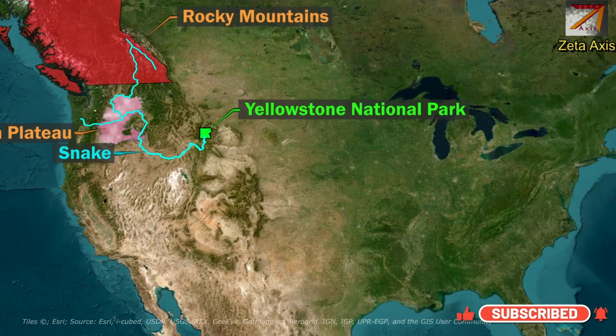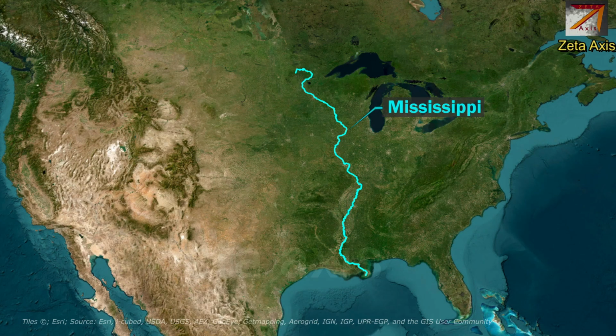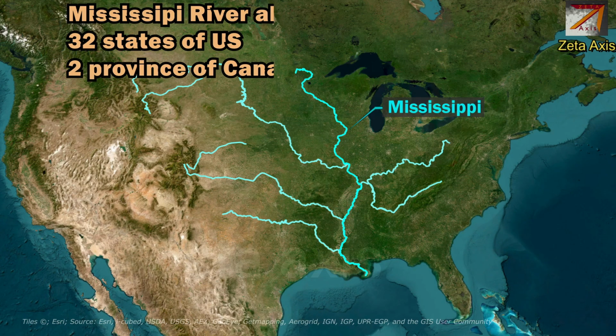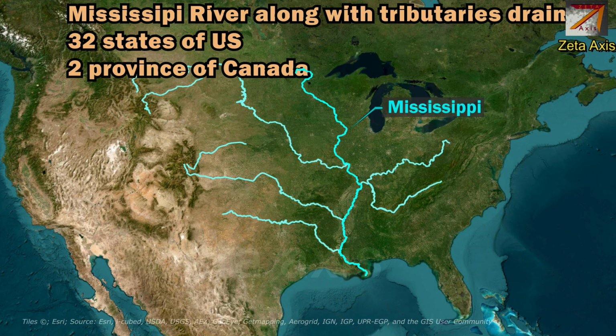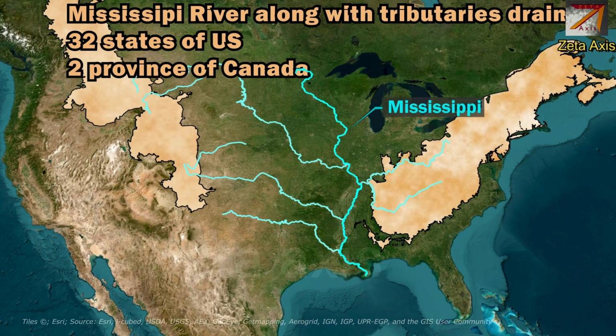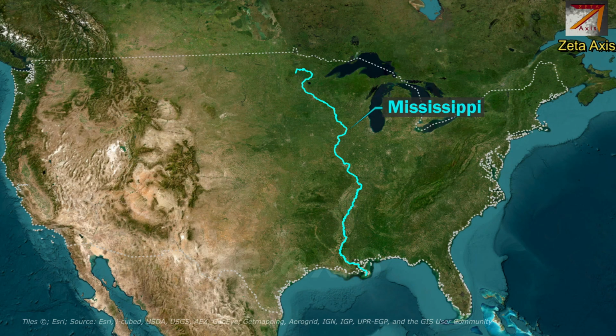The next important river of the US is the Mississippi River. The Mississippi River is the longest river of North America, flowing for a length of 3,766 km. The Mississippi River, along with its tributaries, drains almost 32 US states and two Canadian provinces between the Rockies and the Appalachian Mountains. The main Mississippi River lies entirely within the United States.